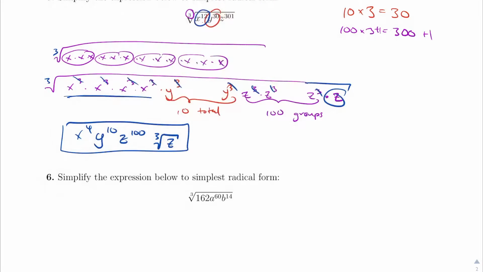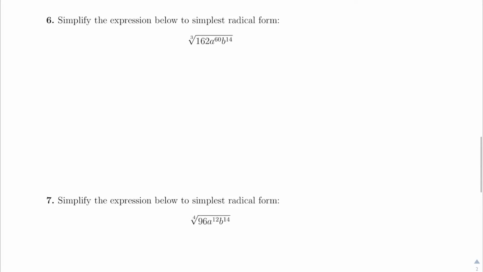Simplify the expression below to simplest radical form. All right, this one is our toughest one yet. Let's see. Ugh, and there's one more after it. I'm going to let you guys do that one, even though it's a 4. Simplify the expression below to simplest radical form.